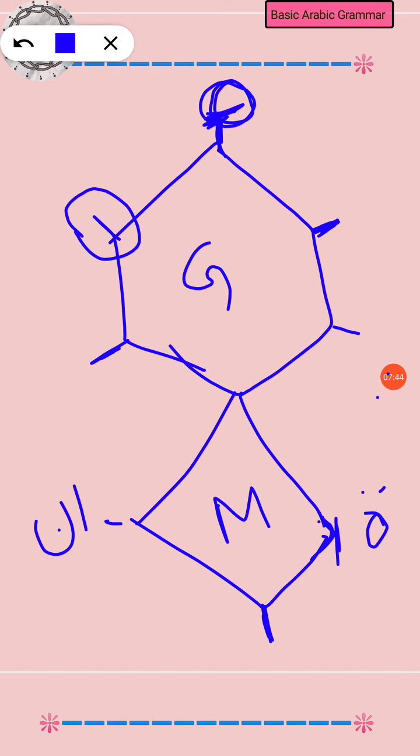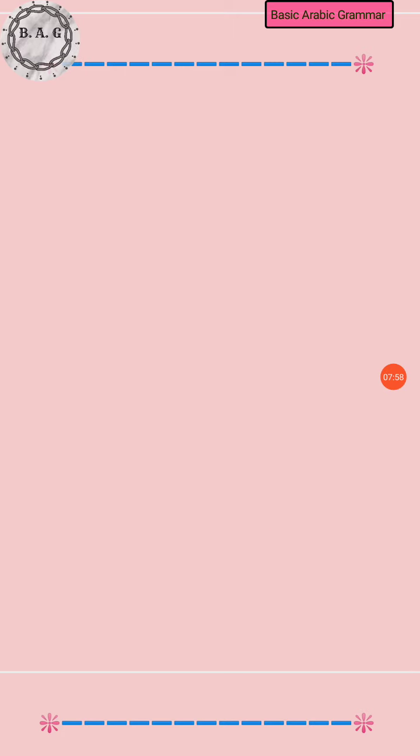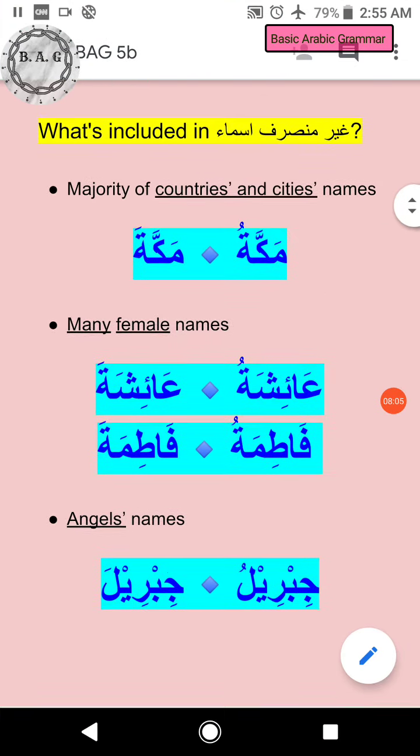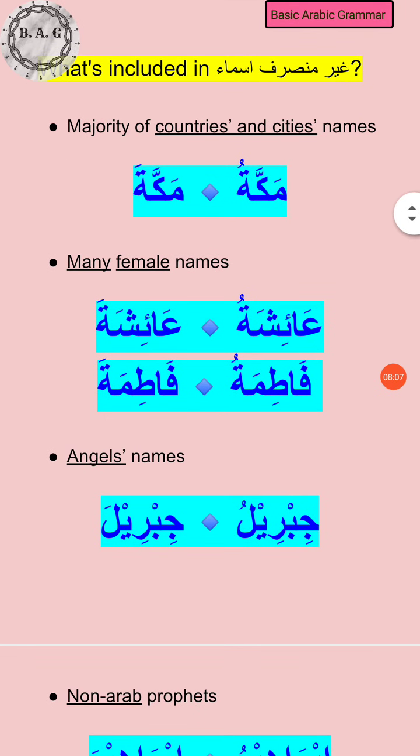Just to have an overview, so that you don't get overwhelmed while we start covering those subcategories along with the examples, I decided to give you an overview. So we have 8 subcategories of Ghair Munsarif Asma. Let's get started. As I mentioned, number one is the majority of countries and cities' names, for example, Makkah.